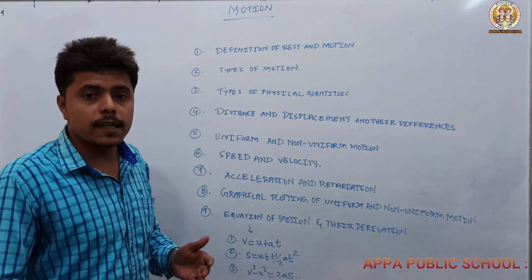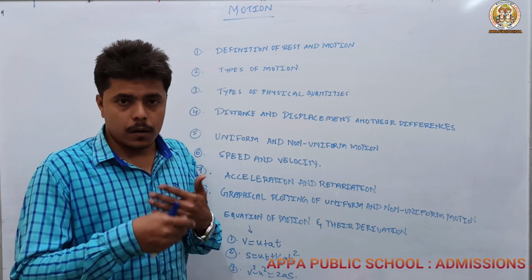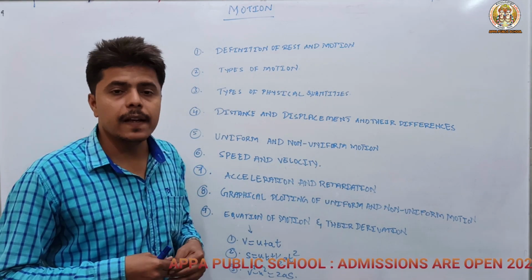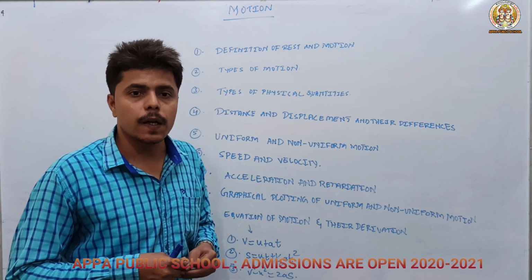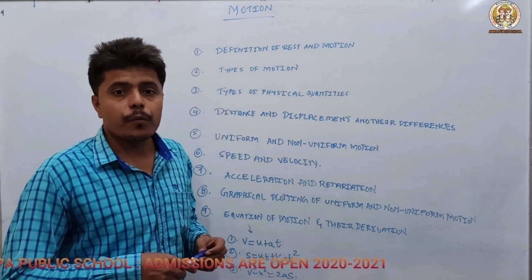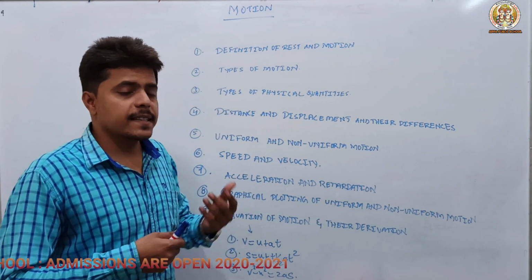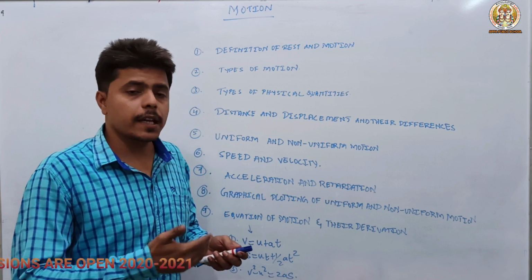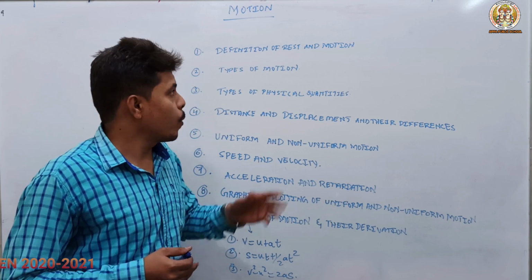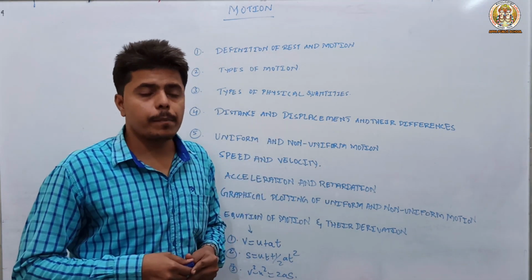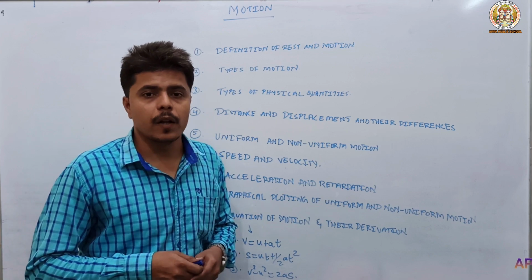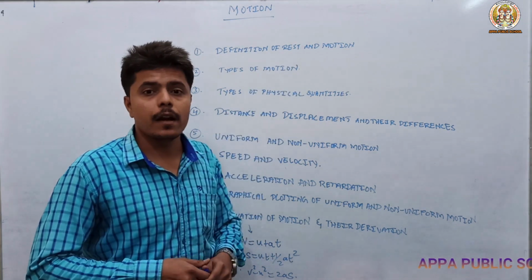So these are the contents we are going to learn in detail in this chapter, that is motion. So, the definition of rest and motion. For rest, you can take the example of dust kept on a table, and for motion, any object moving from one place to another. So these are the examples for rest and motion.